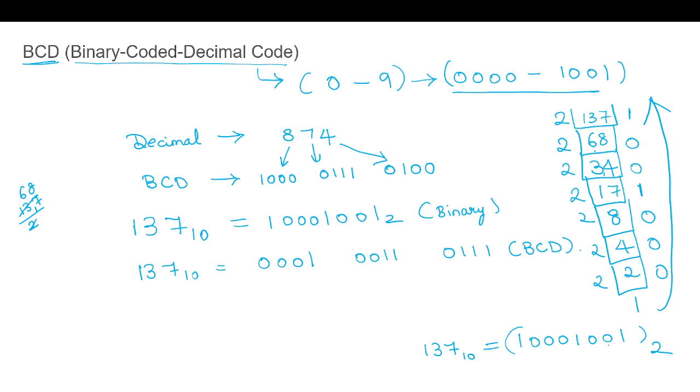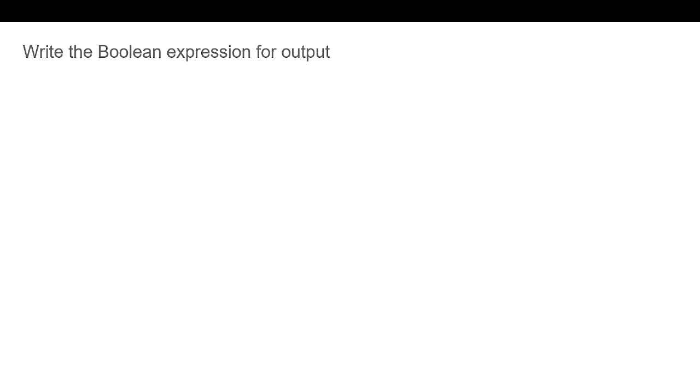I hope you understood how to convert a decimal number to binary, decimal to any number system, any number system to decimal, and what the BCD representation is, how to convert a decimal to BCD, and how the number looks different in decimal and BCD. Okay, so with this, we will go for some questions.